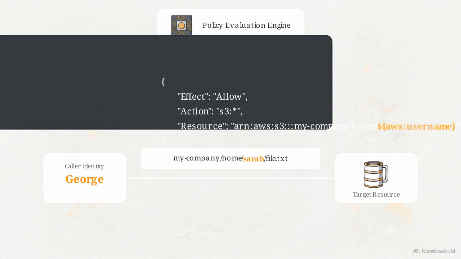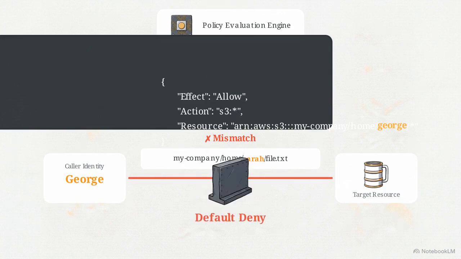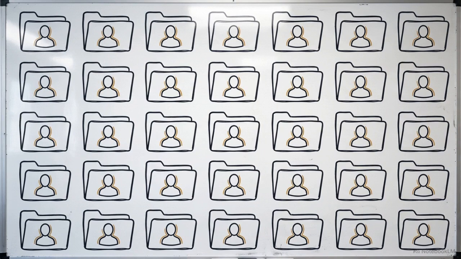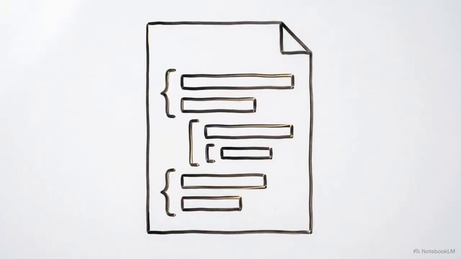If a user named George attempts to access a file located in Sarah's directory, the engine resolves the variable using George's context. The resulting string fails to match Sarah's storage path. With no explicit allow governing the request, the engine drops the action via the default deny rule. By leveraging dynamic variables, engineers can securely partition isolated storage for thousands of identities using a single, easily auditable policy document.